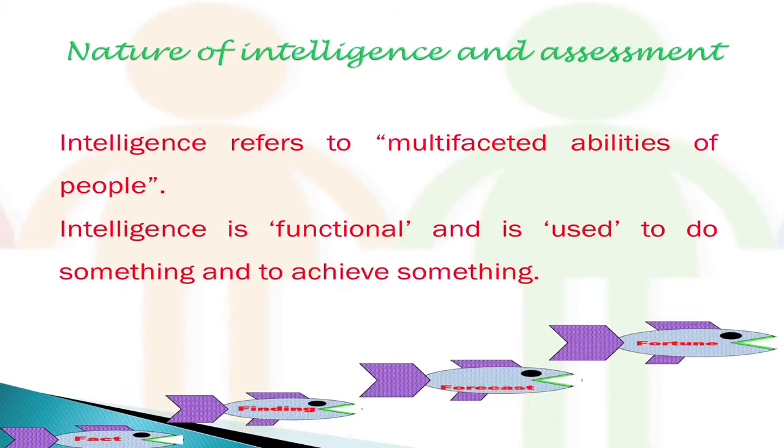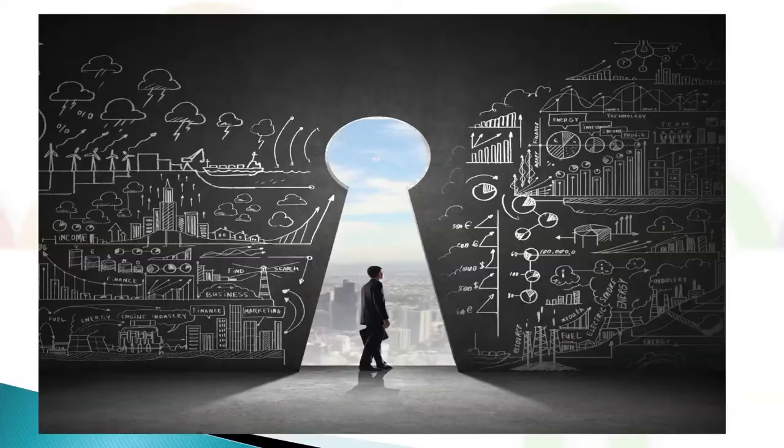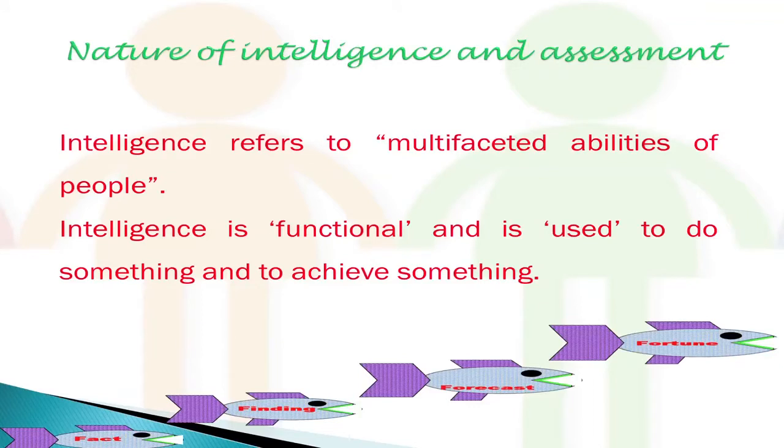Intelligence refers to multifaceted abilities of people. It gets expressed in many ways and comes in many forms. Some people are good in studies, some are good in repairing machines, some are good in acting, and some are great in sports. People are very good in one subject and average in some other. The most important thing is that intelligence is functional. It is used to do something and to achieve something.